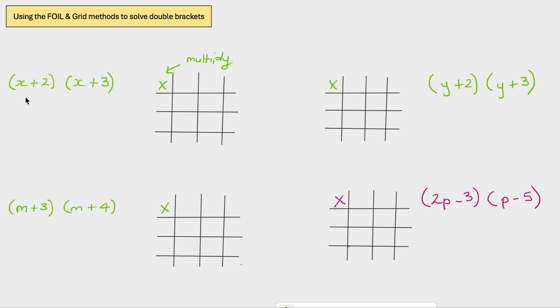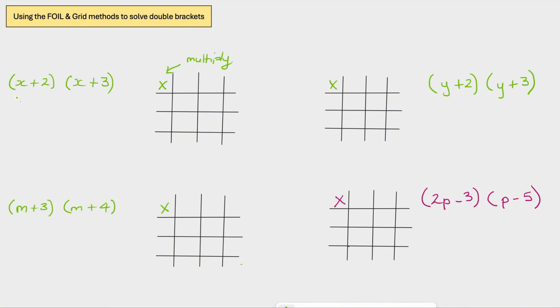Now the FOIL method we do first, and then we'll move on to the grid. It doesn't matter which way you do it, as long as you get the right answer. So you do whichever makes you feel the most comfortable. I prefer the FOIL method. However, my son prefers the grid method.